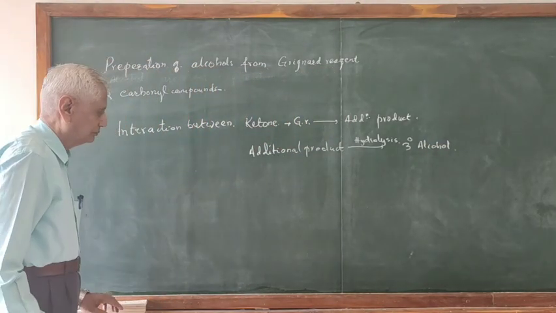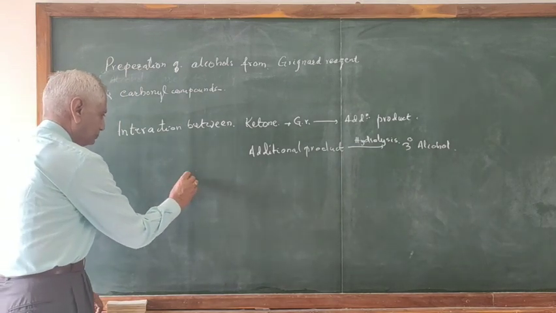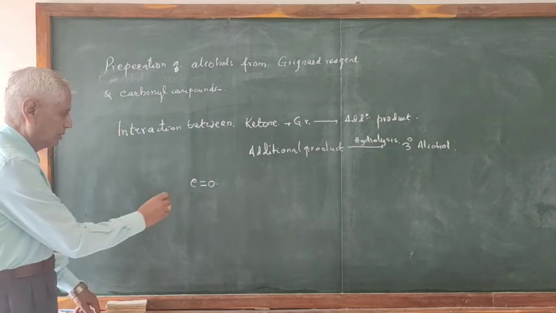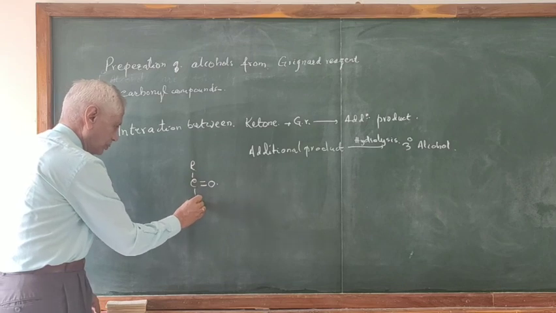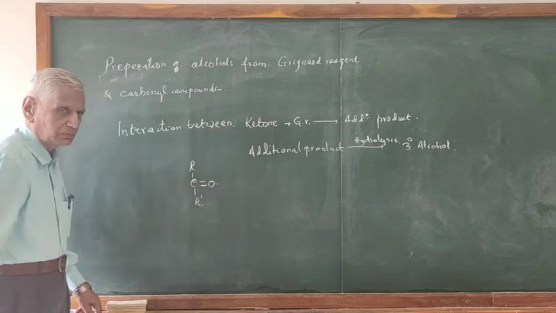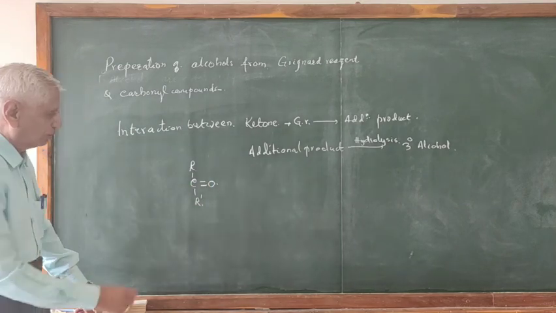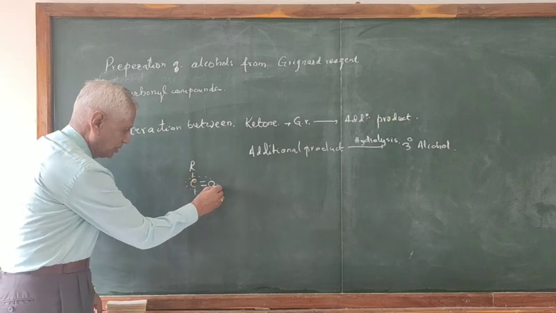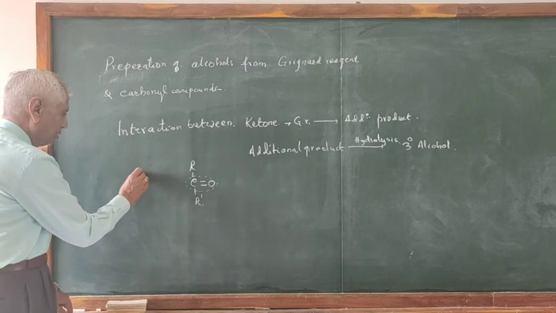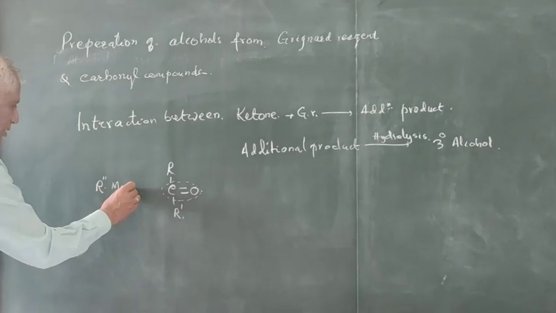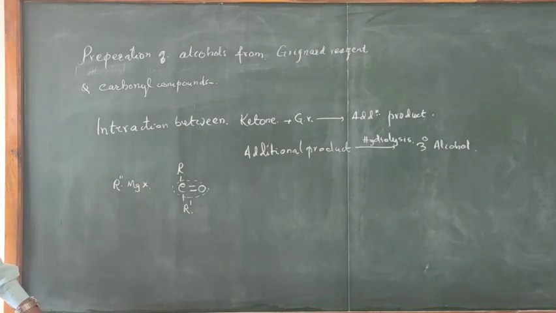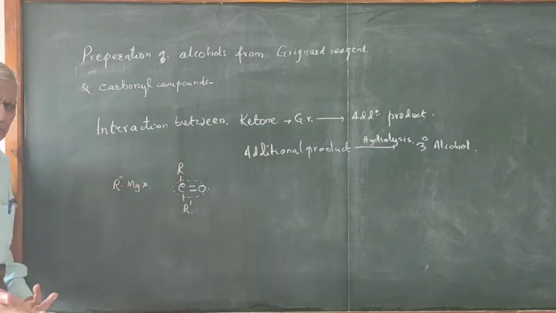Now let us see the reaction. Ketone, you know, the carbonyl group is attached to two alkyl groups. These alkyl groups may be same or may be different. So this is a ketone. Ketone has got a carbonyl, as you see. This is the carbonyl. And the Grignard's reagent, RMgX, or you can say R double dash MgX, just to distinguish between this R and this R, which may be same.